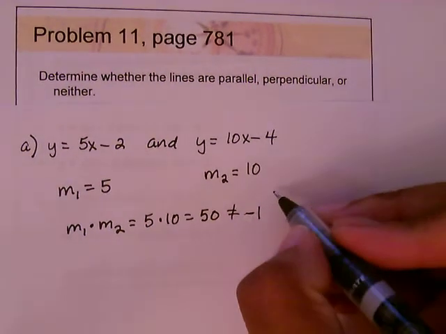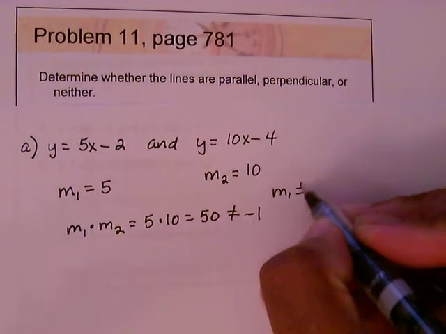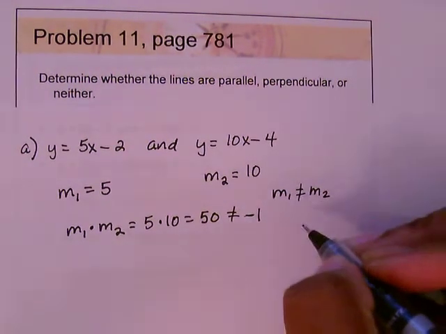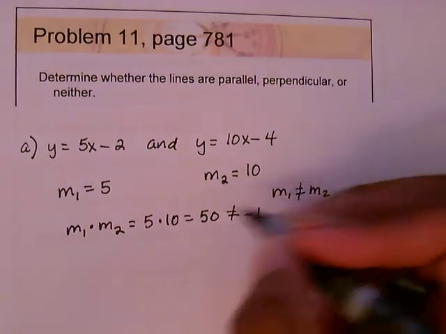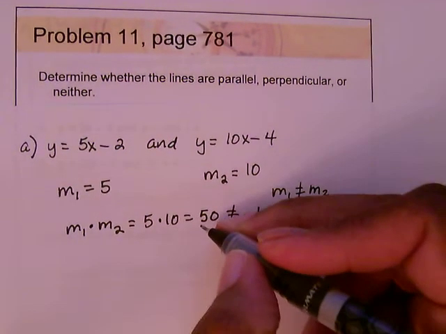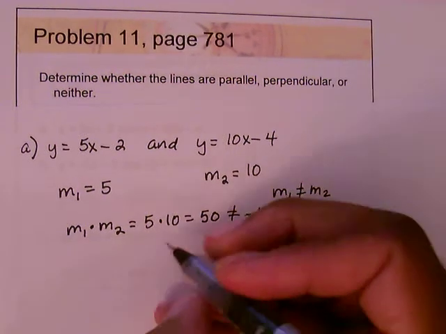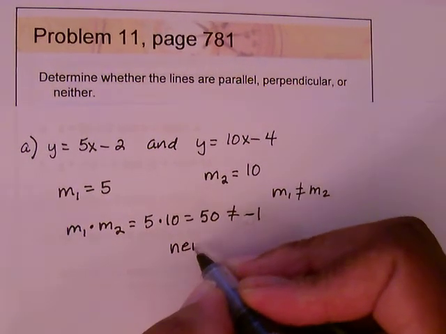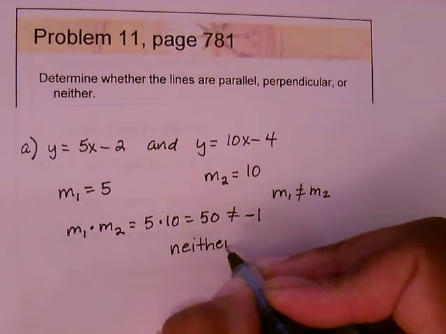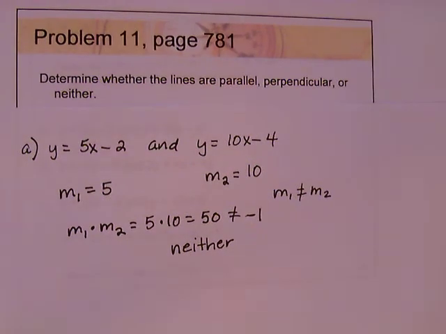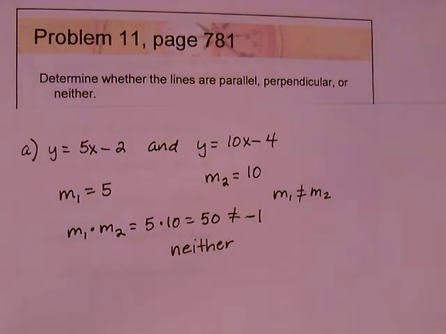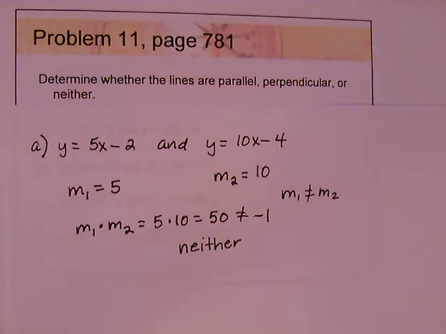So here, we know m1 and m2 are not the same, so they can't be parallel. The product of these two gave me 50. It's not equal to -1. So the final answer has to be neither. Okay? Those lines are neither parallel nor perpendicular. Okay. Let's go on to part B.